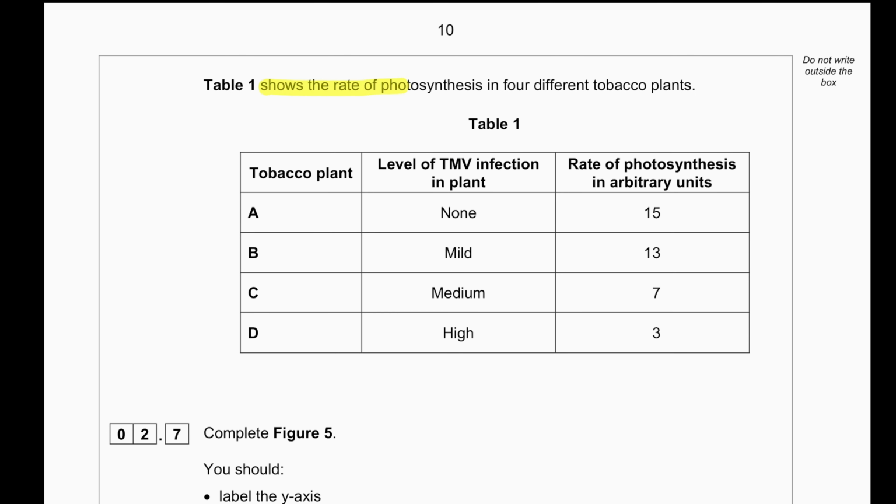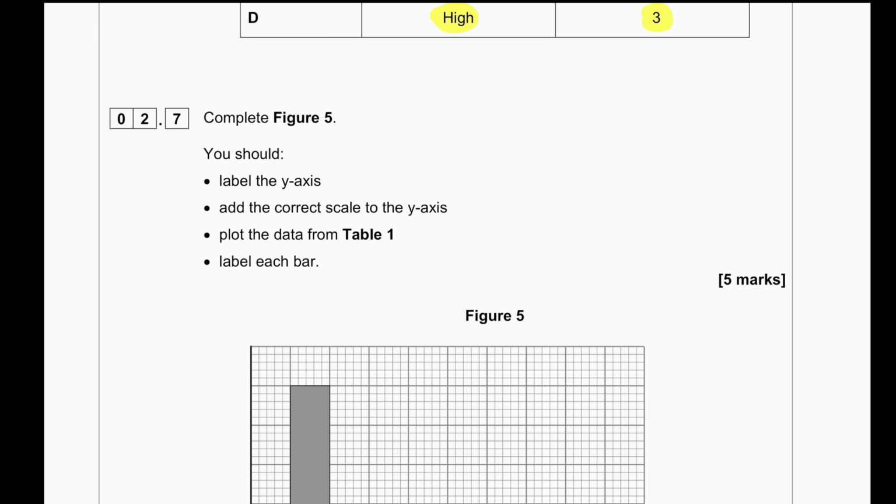Table 1 shows the rate of photosynthesis in 4 different tobacco plants. We can see tobacco plant A, the level of TMV infection in the plant is none. There is none present there. Rate of photosynthesis is the highest. Whereas if the level of TMV infection is high, the rate of photosynthesis decreases to arbitrary units of 3. So we can see as the infection increases, rate of photosynthesis decreases.